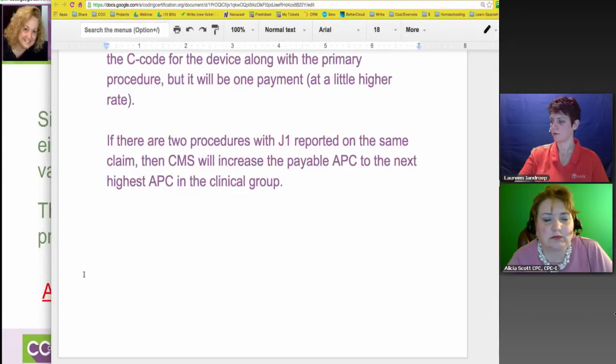Kind of like E&M coding. In E&M coding, if we have time on our side, if we have 50% more time, then we are allowed to bump up that CPT level. So that's kind of like what we would do with the J1 indicator. If we have 2 procedure codes or more with the J1, then we just bump it up to the next APC payment group. So for those of you that work in the facility, that may have made sense.